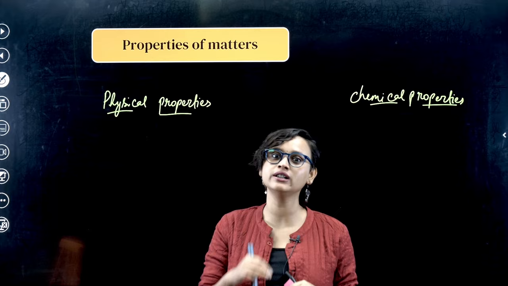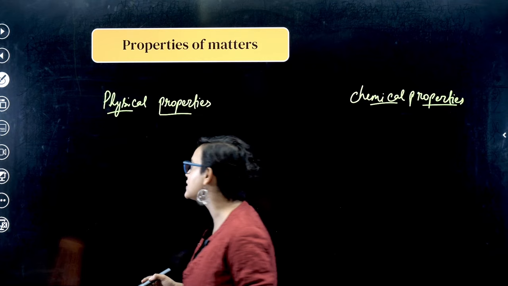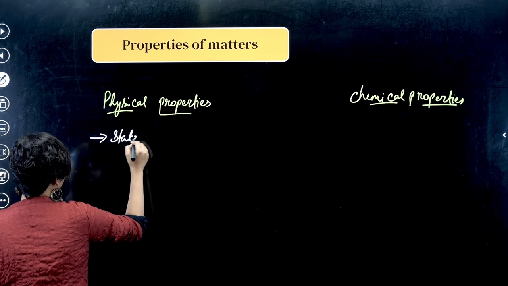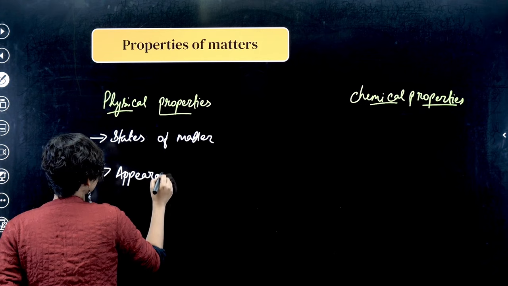So when we say physical properties, we mean that physical properties are basically the states of matter and appearance. These are physical properties. So what are physical properties? States of matter. States of matter is a physical property. Then comes your appearance. Appearance is also a physical property.